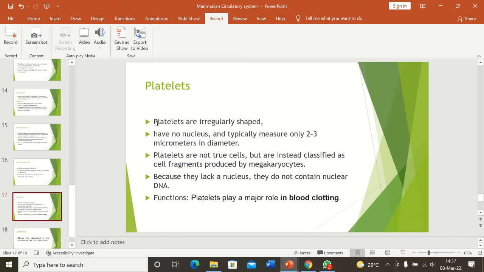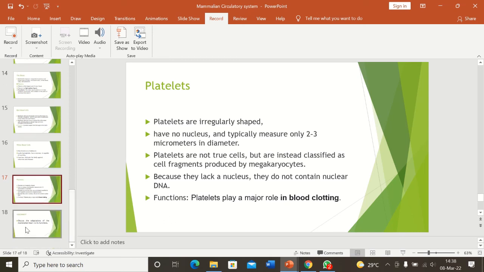Then lastly is the platelets. Platelets are irregular in shape. They have no nucleus and typically measure only 2 to 3 micrometers in diameter. Platelets are not true cells, but they instead are classified as cell segments produced by megakaryocytes. Because they lack a nucleus, they do not contain nuclear DNA. They function majorly in blood clotting.